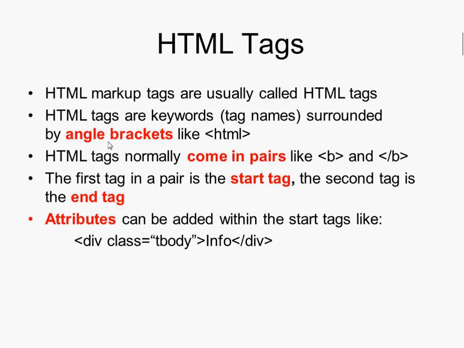You can specify multiple attributes in the start tag, in this format, like we have defined class. Class is an attribute whose value is t-body. Certainly you can have style, you can have width, and all sorts of attributes. In that context, it's pretty much a markup language, much like XML, but it's not as strict as XML. It's not necessary that every start tag should have an end tag. That restriction is not there.